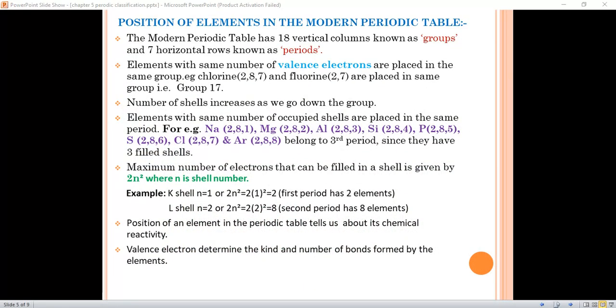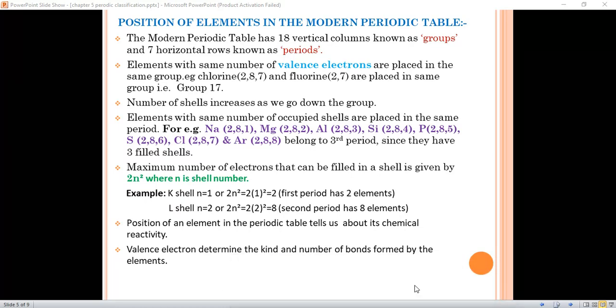Next is, elements with the same number of valence electrons are placed in the same group. It means in a particular group, all the elements will have the same number of valence electrons.